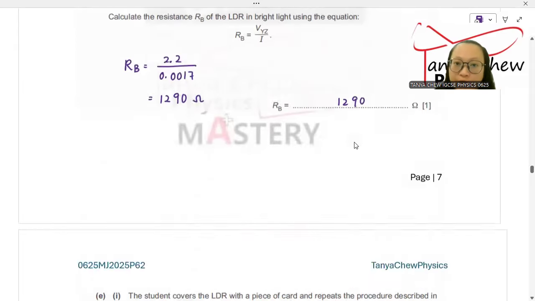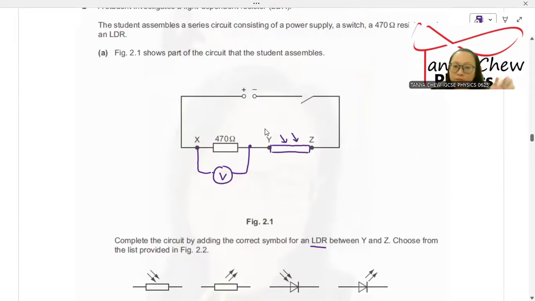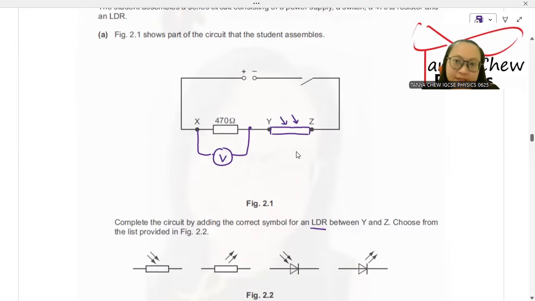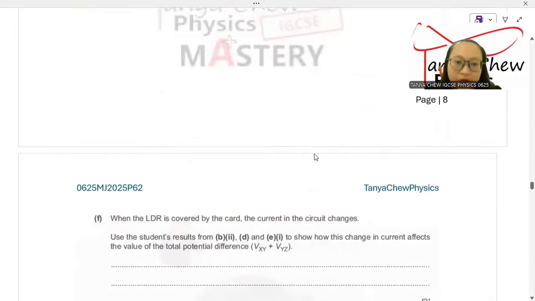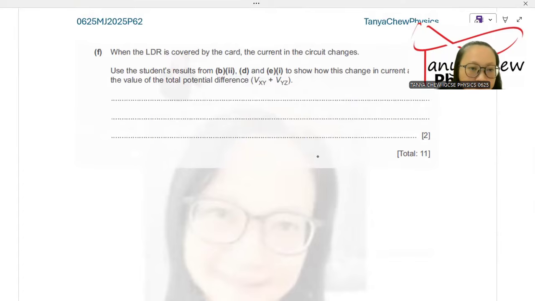So I'm going to find the total V. You know why? Because the potential difference across the 470 ohm resistor and the potential difference across X, Y, and YZ are connected in series. So because the resistor and the LDR are connected in series, the total potential difference represents Vxy plus Vyz. So I'm going to find the total potential difference of the circuit first. I'm going to write it here. Total PD of circuit.